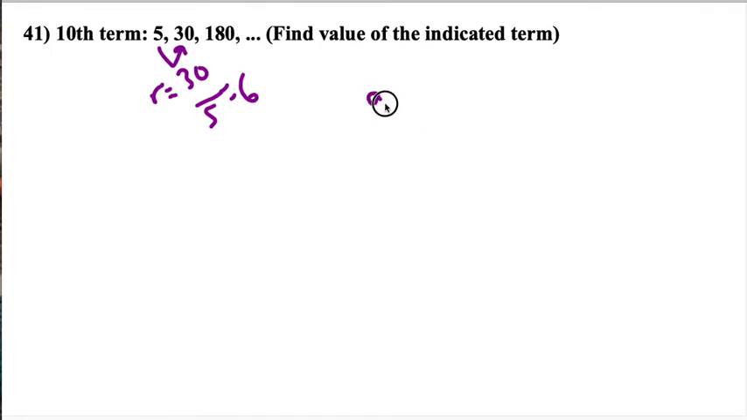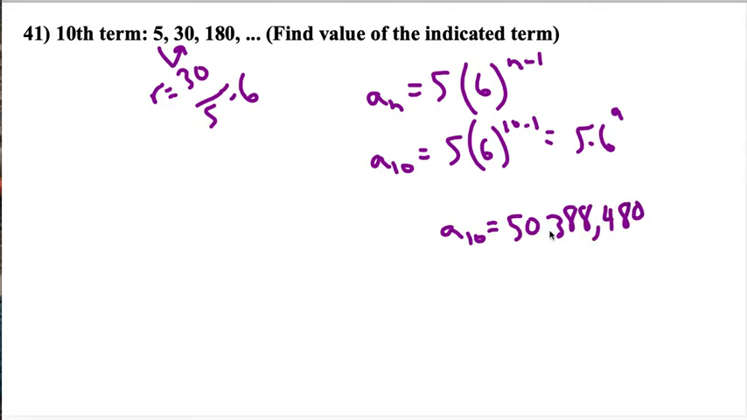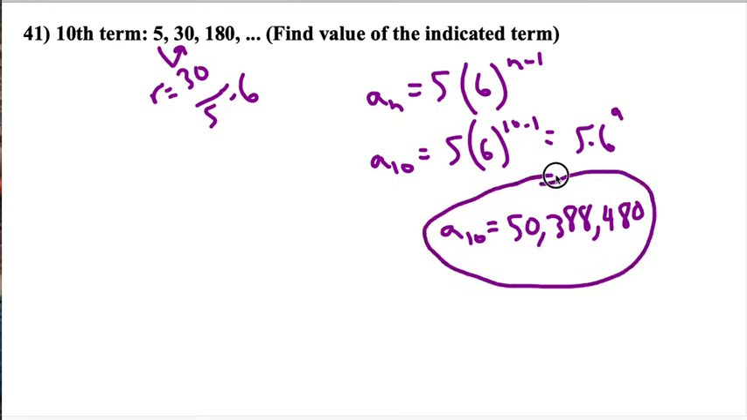The initial term is indeed 5, so it's 5 times 6 to the, don't forget, n minus 1. When you're finding the 10th term, which is a sub 10, it's 5 times 6 to the 10 minus 1, aka 5 times 6 to the 9th. So a sub 10, simply put, is, wait for it, 50,388,480. Commas are helpful in that case. Yeah, that's right. It gets rather large rather quick because we're multiplying by 6 each time.